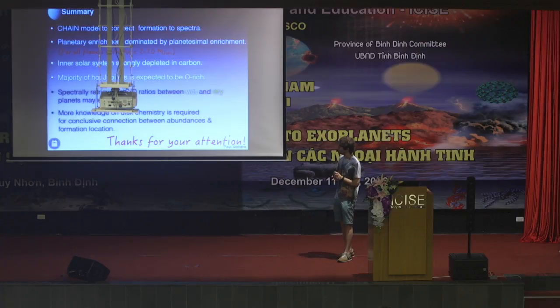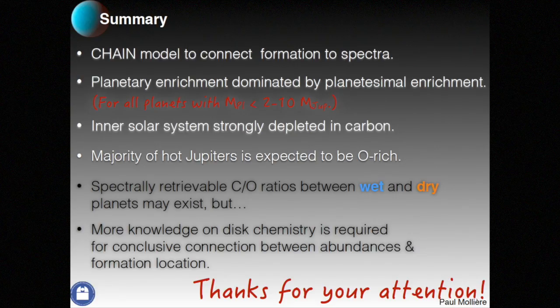Right. To conclude, I talked about the chain model and that we can try to connect the formation of a planet to spectra. Something that we found out and is also already partially in literature, also for observations, is that planetary enrichment should be dominated by planetesimal accretion. We weren't so fully aware of that when we started. The inner solar system seems to be strongly depleted in carbon, and therefore, because most hot Jupiters have masses below 2 Jupiter masses, we expect that most hot Jupiters are oxygen-rich.